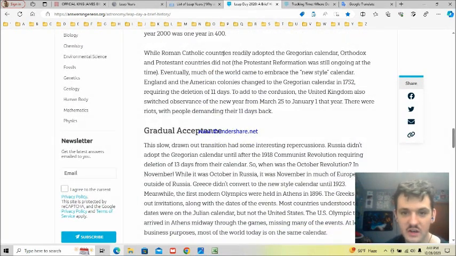The Roman Catholic countries readily adopted the Gregorian calendar. Orthodox and Protestant countries did not. The Protestant Reformation was still ongoing at the time. Eventually, much of Europe came to use the new style calendar. England and the American colonies changed to the Gregorian calendar in 1752, requiring a deletion of 11 days. And to add to the confusion, the United Kingdom also switched observance of the new year from March 25th to January 1st that year. There were riots with people demanding their 11 days back.